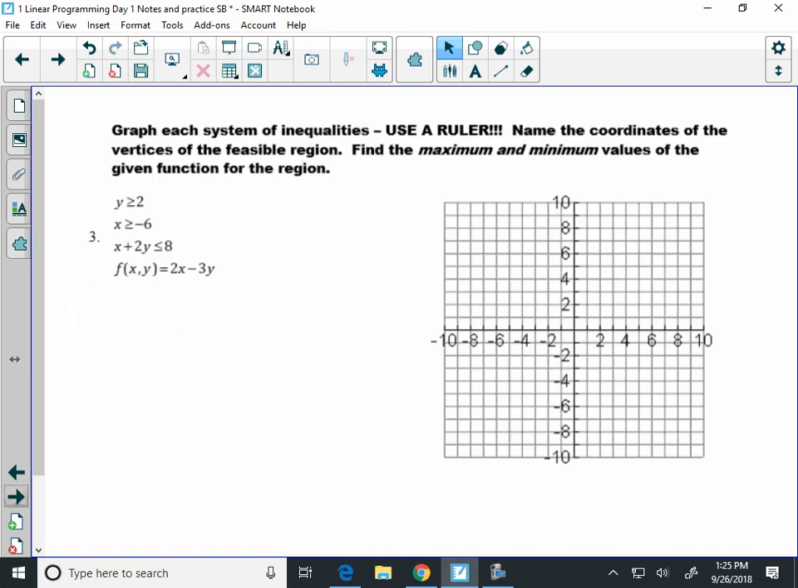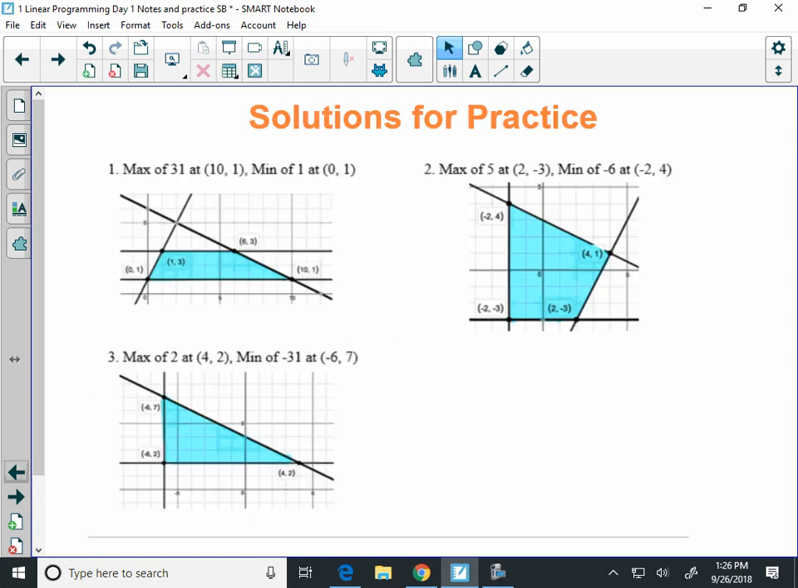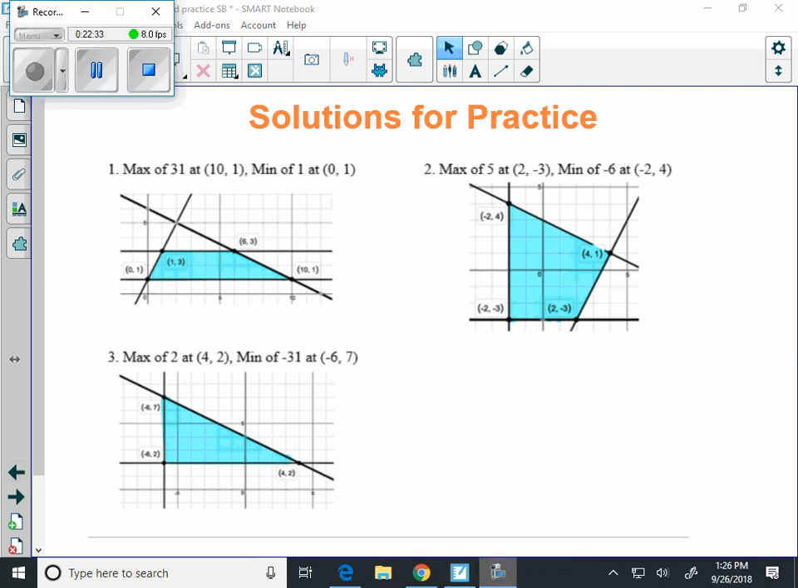When you get to number 3, all I give you is the system. I don't give you any steps. So we'll see if you should be able to graph it, find the vertices, find the max and min without the help. The answers are all on there. Okay, so try those 3, check your work, make sure you're graphing first. This is what your quiz is going to be like on Friday.